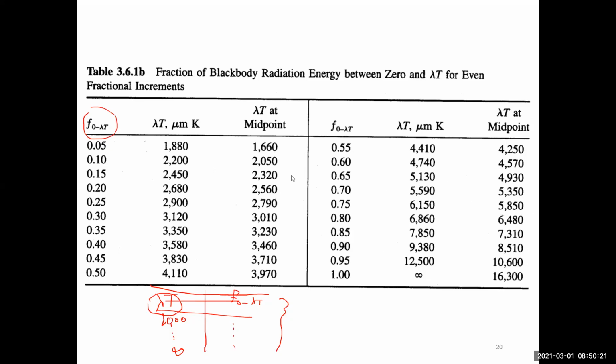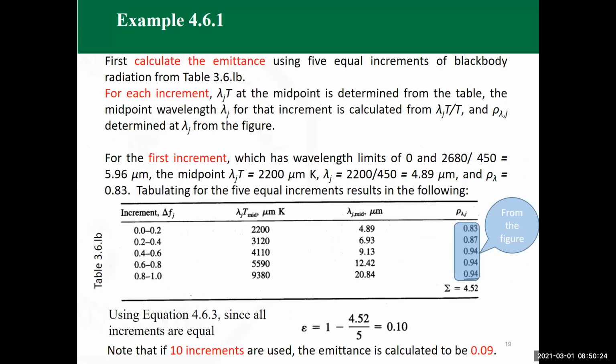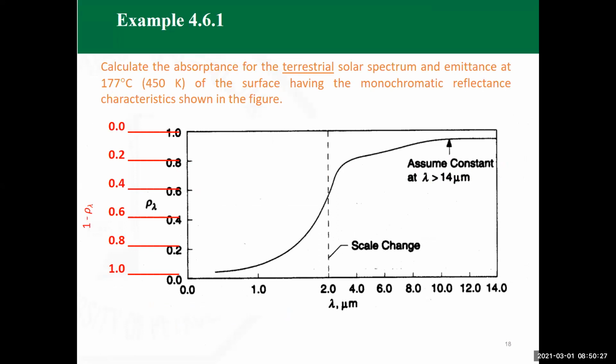We have been considering an example for the calculations of the absorptivity, which is a direct application of what we have talked about in terms of calculation of the properties. The example is about calculations of absorptance for terrestrial solar spectrum and emittance at a temperature of 177 centigrade, which is 450 Kelvin, of a surface which has a monochromatic reflectance given by the figure. So here we are going to make use of the information provided, which is about the reflectance.